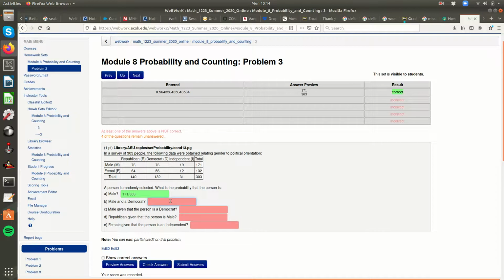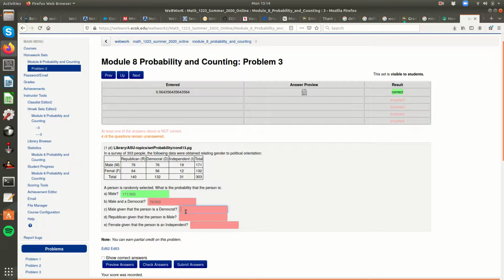But what about the next one? A male and a Democrat. So we need to be both things at the same time. The only people that are both at the same time are these 76. So again, I'm going to do 76 divided by 303. Okay, now the next one is a little harder.